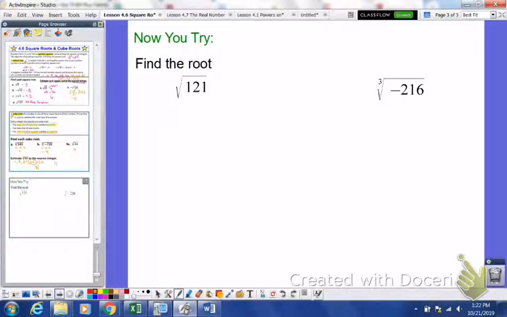And we have 2 for you to try. Find the square root of 121, and then find the cube root of negative 216. What times itself is 121, and what times itself 3 times is negative 216? All right, it's the end of this lesson.